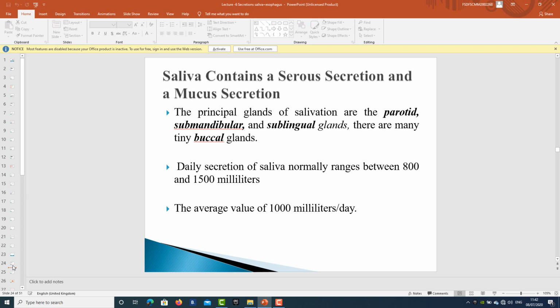The principal glands of salivation are the parotid, submandibular, and sublingual glands. There are many tiny buccal glands. Daily secretion of saliva normally ranges between 800 and 1500 ml. The average value of saliva production per day is around 1 liter, that is 1000 milliliters per day.